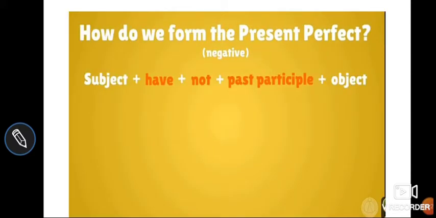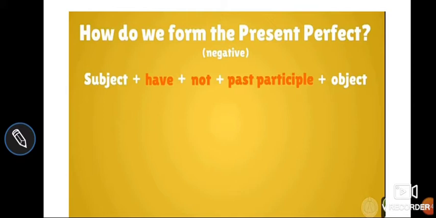How do we form the present perfect negative? Negative means something with which we have to use the word not. Subject plus have plus not plus past participle plus object. Now this is the formula for using the present perfect negative sentence.